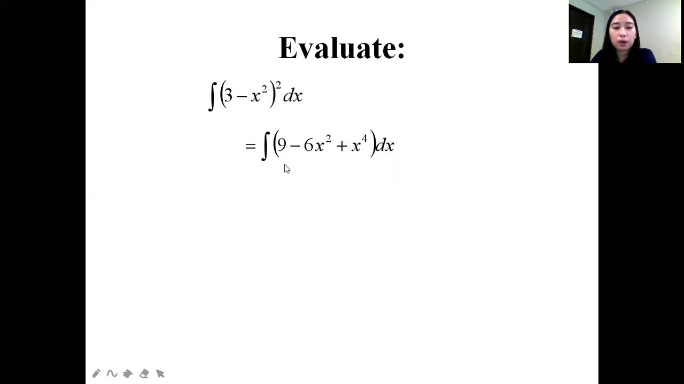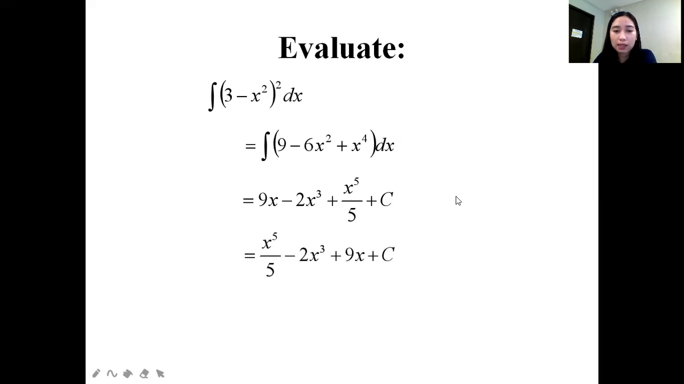Sorry. So integral of 3 squared is 9 minus 6x squared plus x to the 4th dx. So, i-distribute na nato si integral sign. So, integral of 9 is 9x. Integral of negative 6x squared is negative 2x cubed. And the integral of positive x to the 4th is x to the 5th over 5 plus c. So, the final answer is 1/5 x to the 5th power minus 2x cubed plus 9x plus c. So, i-rearrange lang. Okay?